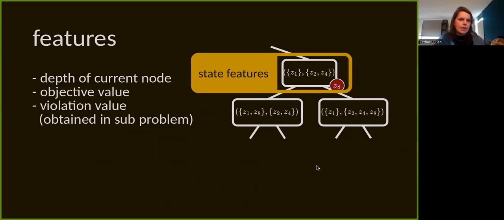Okay, and what is the input of the machine learning model? We have two different kind of inputs, two different kind of features. One are the state features, and two are the scenario features, which I want to talk about later. The state features just give some kind of description of where we are at in the tree. And this is the depth of the current node, objective value, violation value. So how far off the scenario that we found in the subproblem, how much the constraint was violated with this scenario.